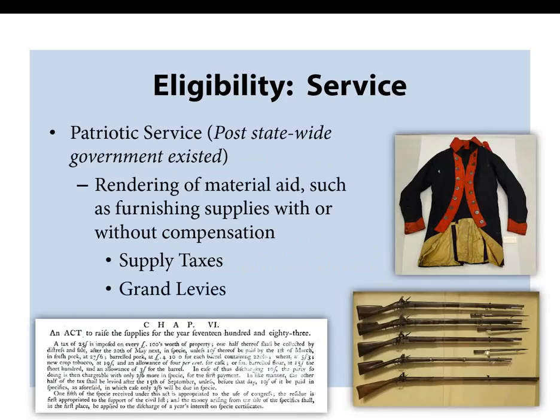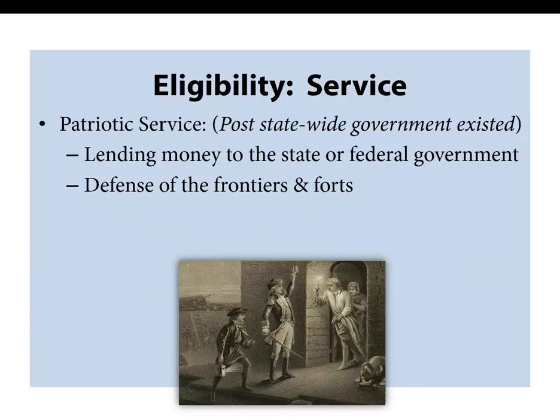Patriotic service could also include the rendering of material aid, such as furnishing supplies with or without compensation, such things as supply taxes and grain levies. Patriotic service also included the lending of money to the state or federal government. For example, John Hancock was one person who loaned money to the government. It also included the defense of the frontiers and forts.